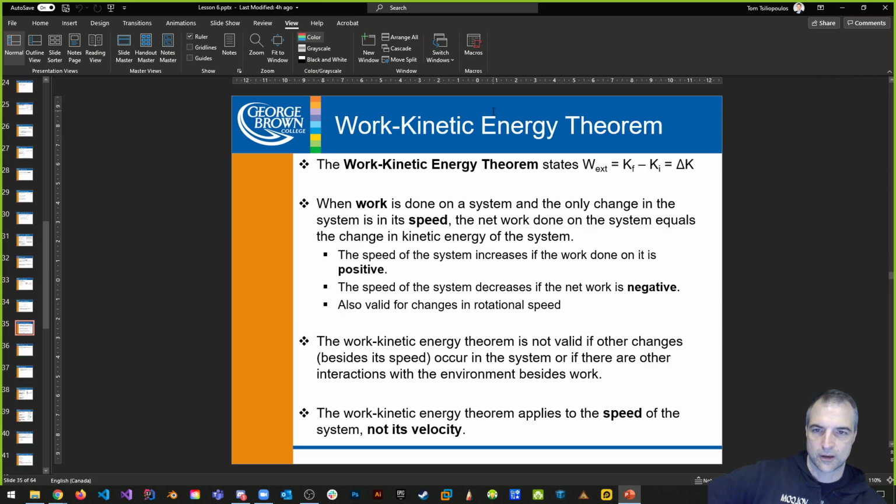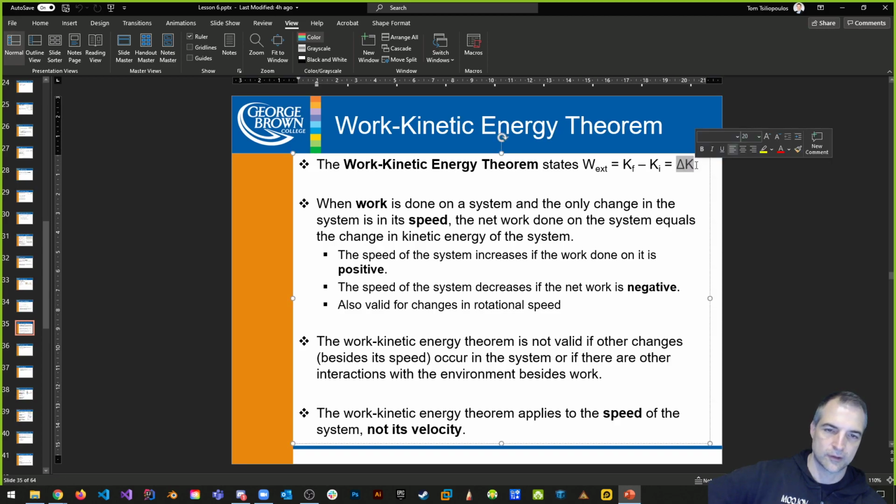All right, so the work kinetic energy theorem. Here's one of the theorems you're going to get today. It states that external work is equal to kinetic energy final minus kinetic energy initial, which is equal to the change in kinetic energy, or delta K. When work is done on a system and the only change in the system is speed, the net work done on the system equals the change in the kinetic energy of the system.